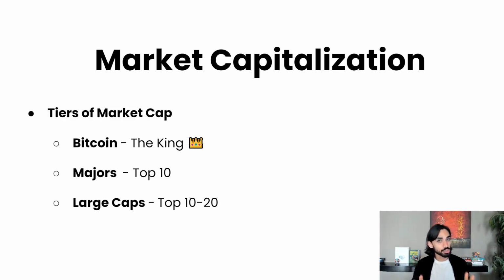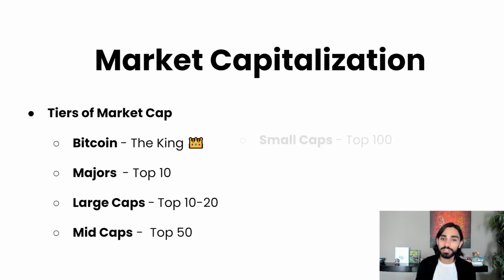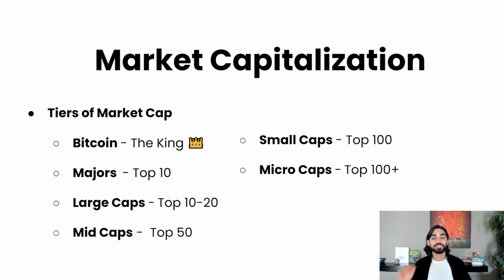Risk and volatility is not inherently bad. However, once we go past the large caps and we reach the mid caps, which are the top 50 coins, or the small caps, which are the top 100, or even the micro caps, which are the top 100 plus, we run into major liquidity issues. Now, most people who are watching the course right now won't fully understand what liquidity is, but basically all you need to know is that it becomes very difficult to trade any significant position size.